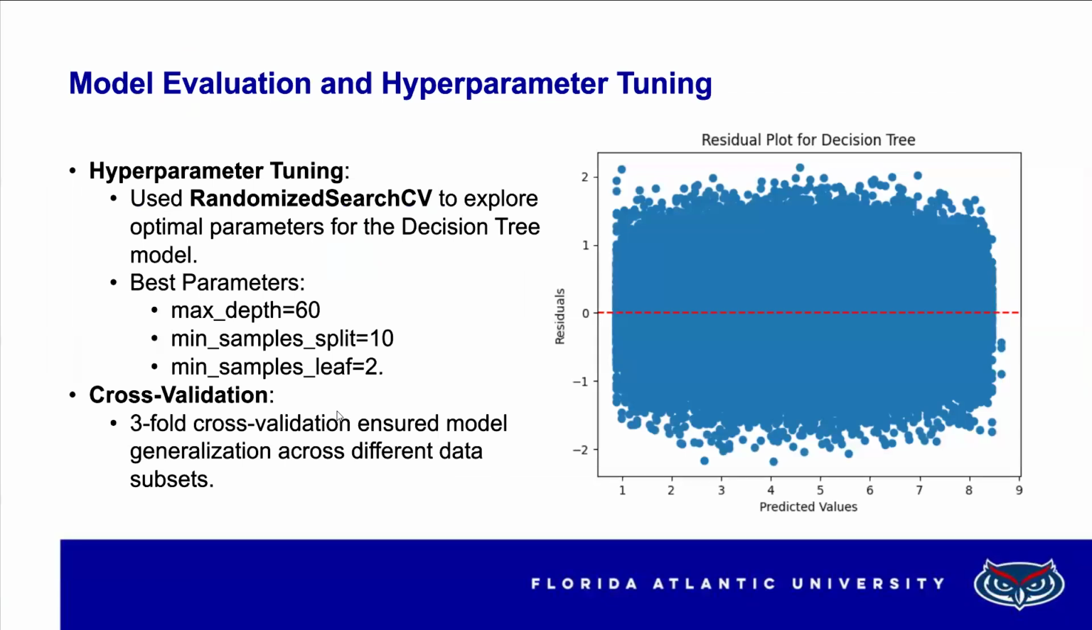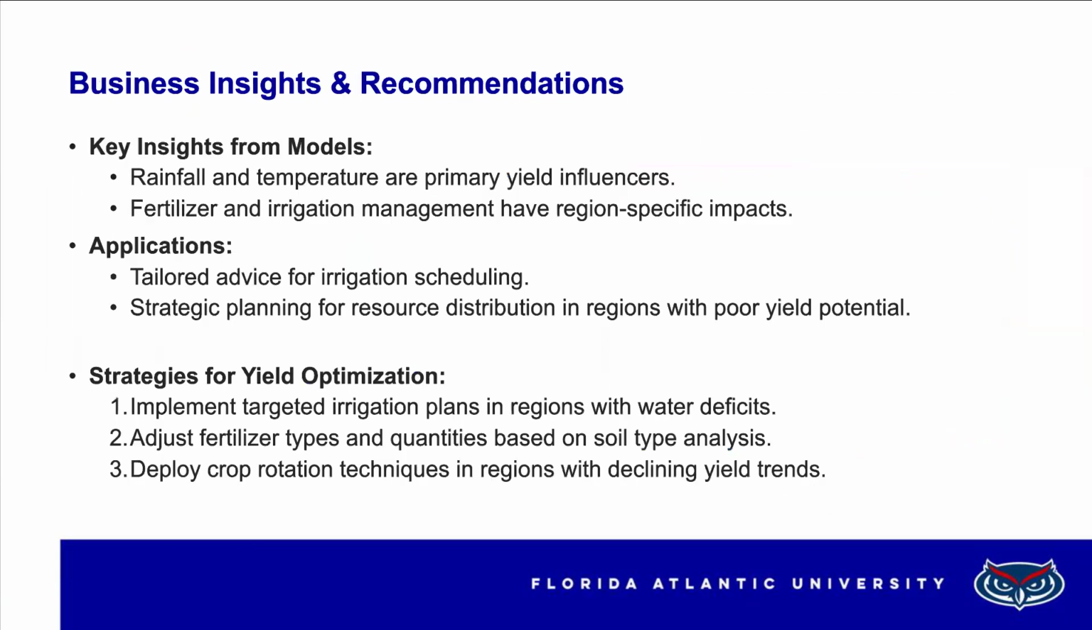Then at the last, we have utilized the randomized search CV for the hyperparameter tuning. We have tuned the decision tree regressor model with hyperparameters like maximum depth, minimum sample splits, and minimum sample leaves, with the threefold cross validation to ensure that the model generalizes across the different data subsets.